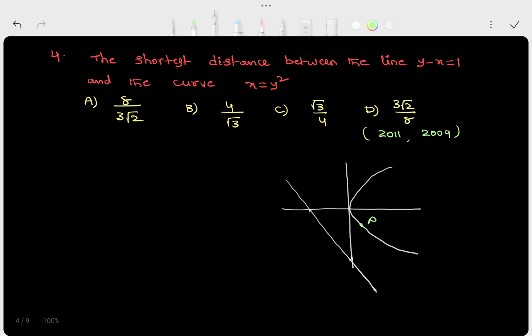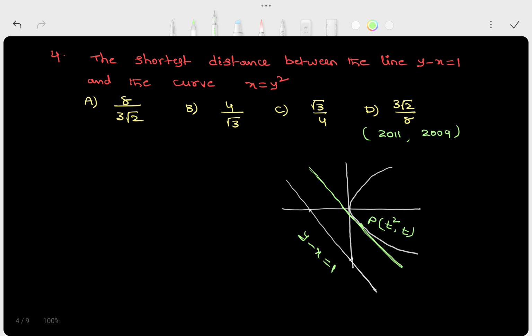What is that point P? If y is equal to t, x is equal to t square. So the point will be t square comma t. What is that point P on that curve? T square comma t. Now, if you draw the tangent at the point P, this line is parallel to the given line y minus x is equal to 1.